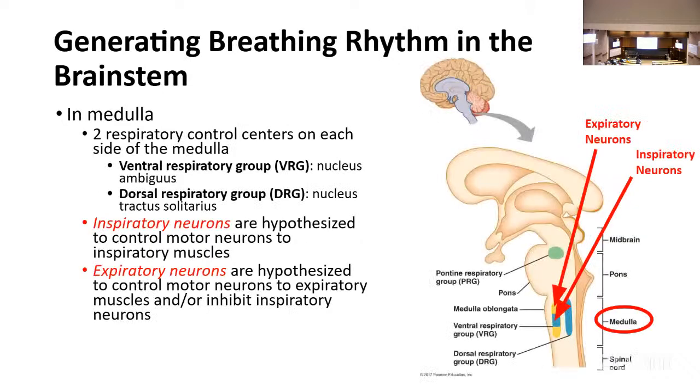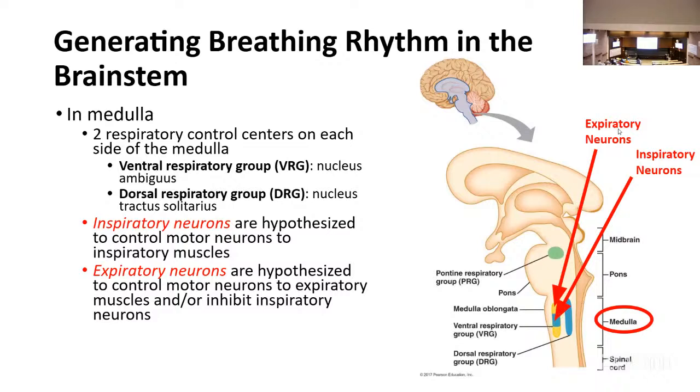So here's what we know, a little bit about where they are. So here are those parts of the brainstem you hopefully remember from lab. We had the medulla oblongata, we have the pons, and we have the midbrain. So it's the pons and the medulla that are really responsible for breathing rhythms. So here you can see where you might find those neurons related to inspiration and expiration. They're kind of color-coded here.